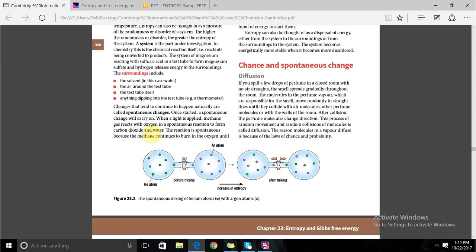So if you were to spill a few drops of perfume, it would eventually spread throughout the room. The molecules will move randomly, in straight lines, until they collide with air molecules, other perfume molecules, or the walls. And eventually, this random movement and random collision will result in a complete spread out.